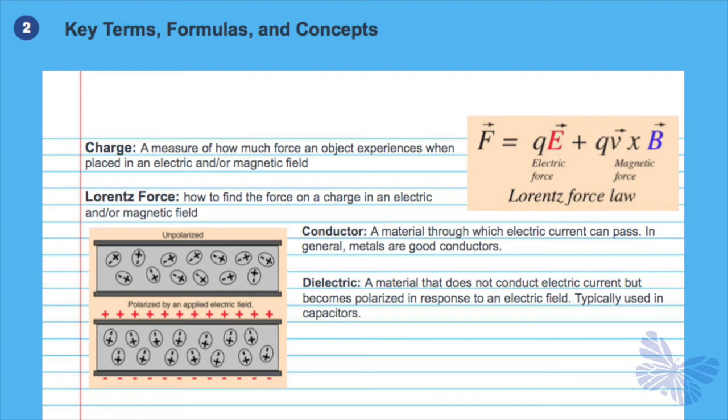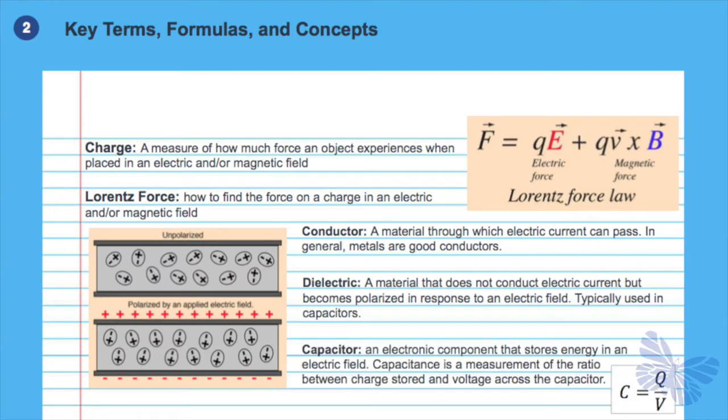And so a capacitor is just an electronic component that stores energy in an electric field. And so the capacitance you can just calculate with the ratio between the charge stored and the voltage across the capacitor. And so sometimes you'll have to do calculations of the capacitance of a certain geometry. And so the way you do that is you look at how much voltage is across the capacitor when a certain amount of charge is applied, and then you just divide those two to get capacitance.